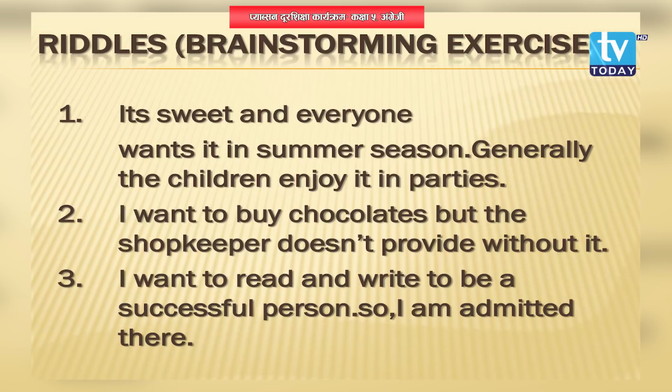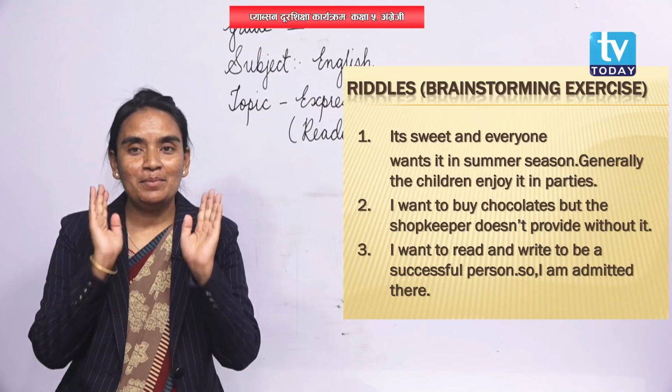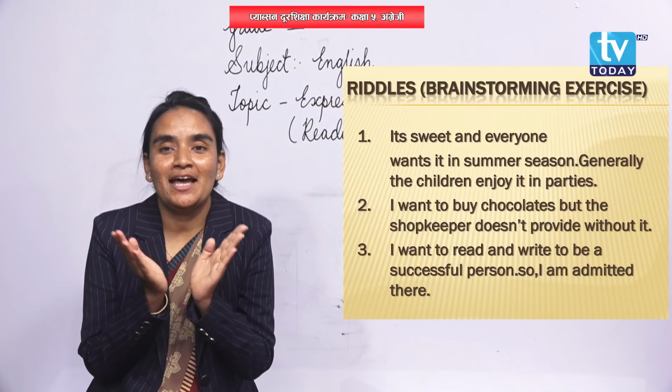Okay, now the third riddle for you for today's class is, I want to read and write. Children always wish to read and write because they want to be successful. So now the riddle goes like this. I want to read and write to be a successful person. Remember, children, we want to read and write.